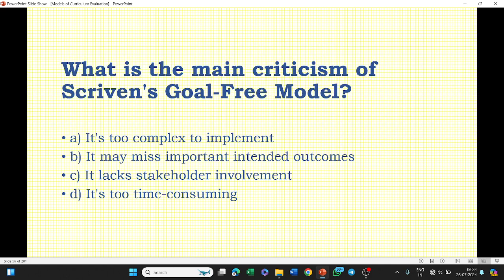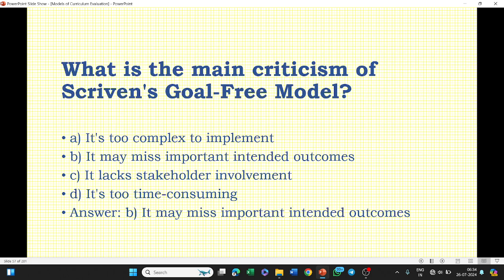What is the main criticism of Scriven's goal-free model? Options: it is too complex to implement, it may miss important intended outcomes, it lacks stakeholder involvement, it's too time consuming. Answer of this question is option B, that is it may miss important intended outcomes.